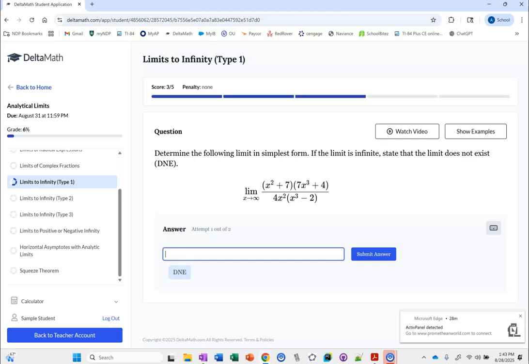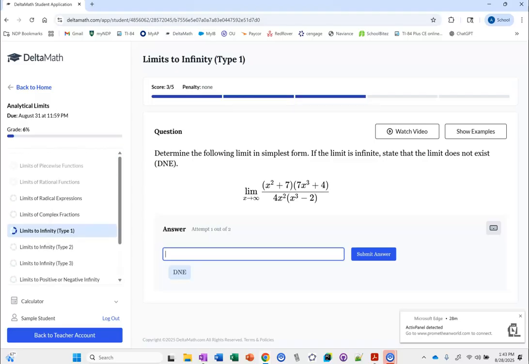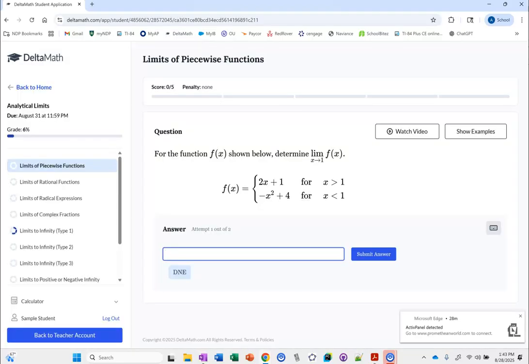Should we do some more examples? Do you want to continue doing some of these other types, Adriana? Can we try a piecewise one? Sure. That was up farther, right? Yeah, I think this is first. Yeah. Sure.